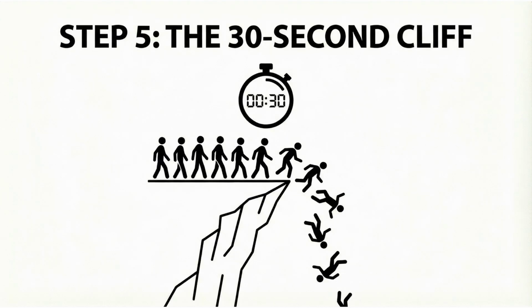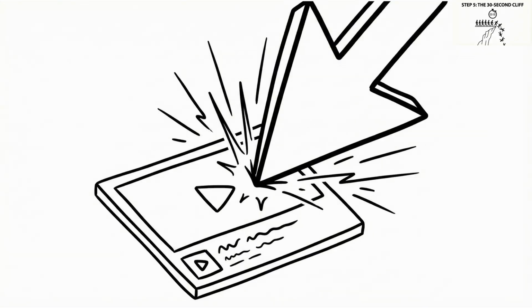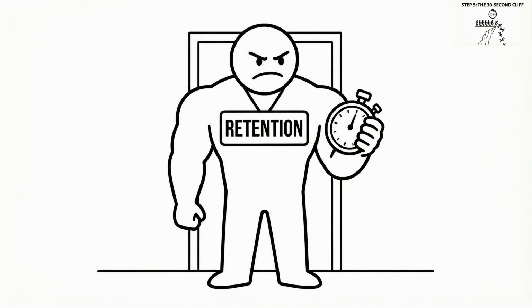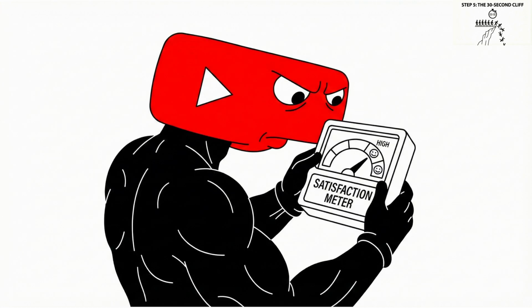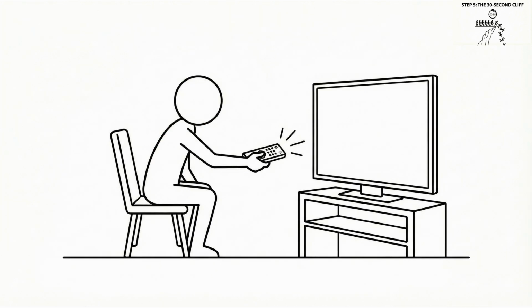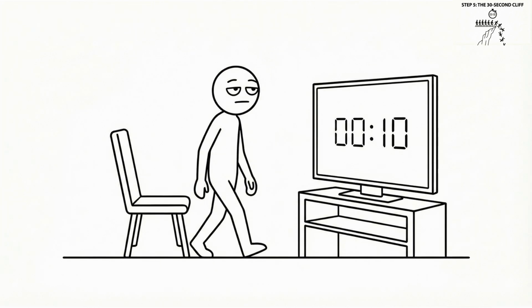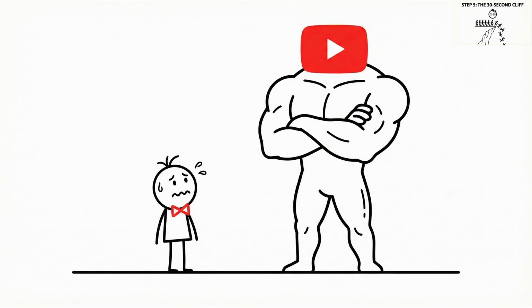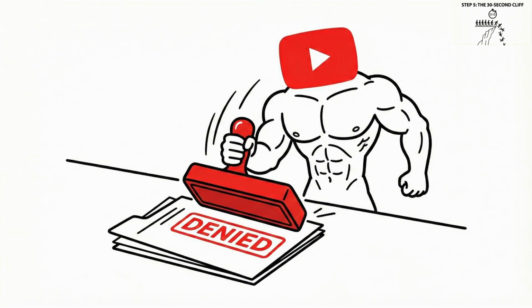Step 5, the 30-second cliff. You got the clicks, now you face the guard inside the cell: retention. The algorithm is obsessed with satisfaction. If a viewer clicks your video and leaves after 10 seconds, you've just sent a negative signal to the system. You told the algorithm, my video is clickbait, do not recommend it.